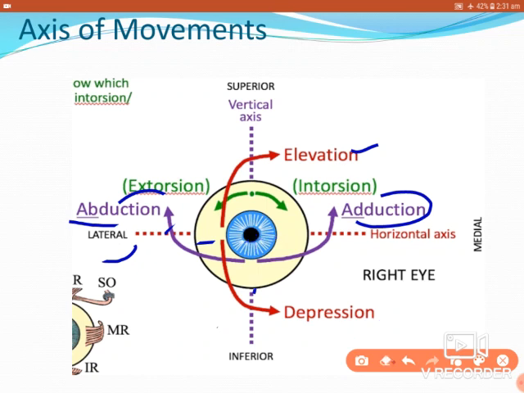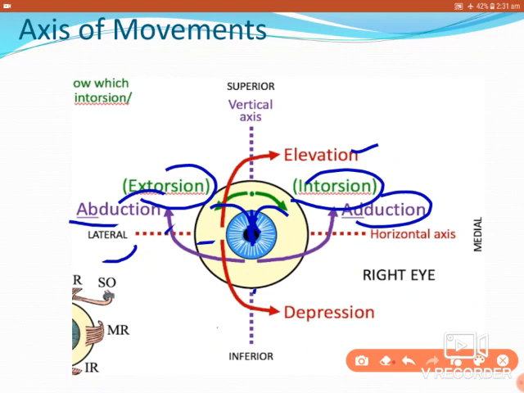So, this is what we are explaining in terms of the 12 o'clock position of the cornea. If the 12 o'clock position of the cornea rotates laterally, that is the extorsion, and if it rotates upwards and medially, that is the intorsion. Okay.